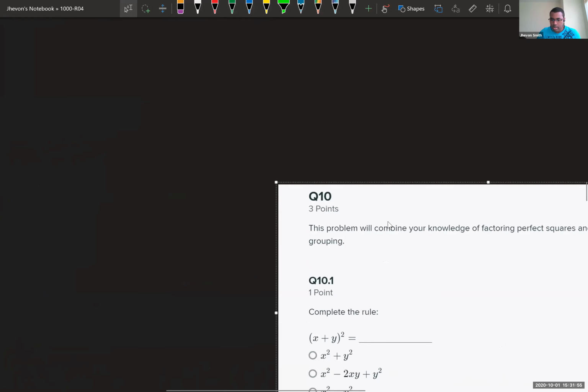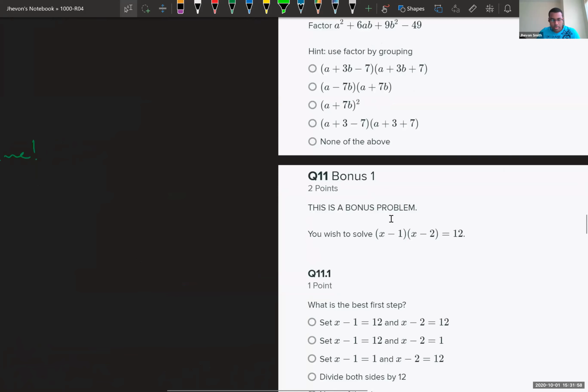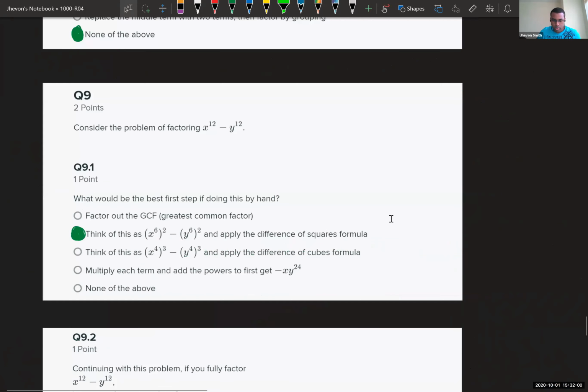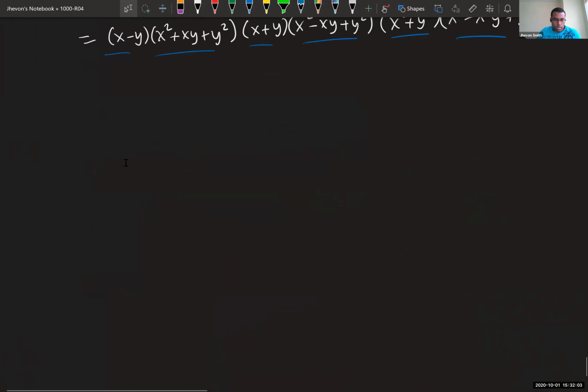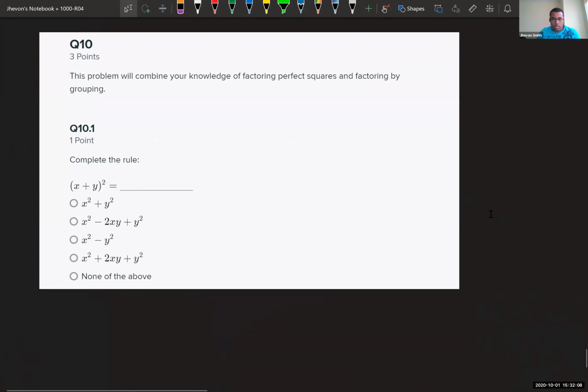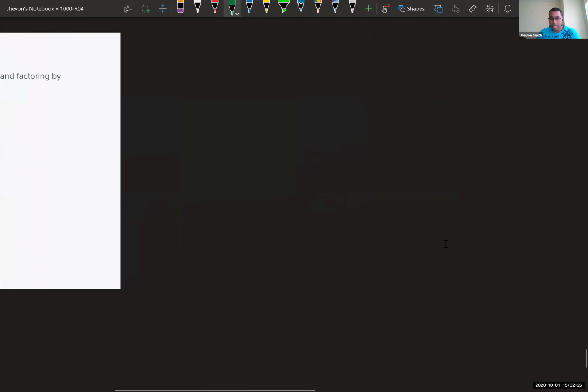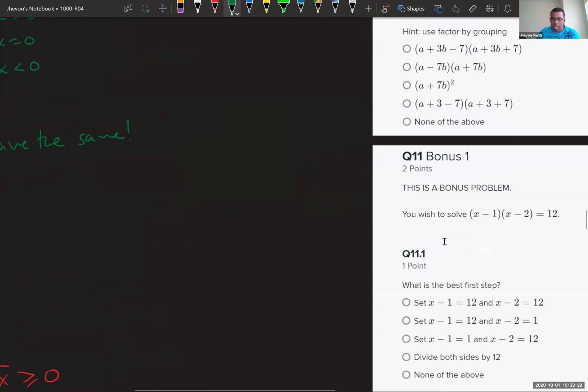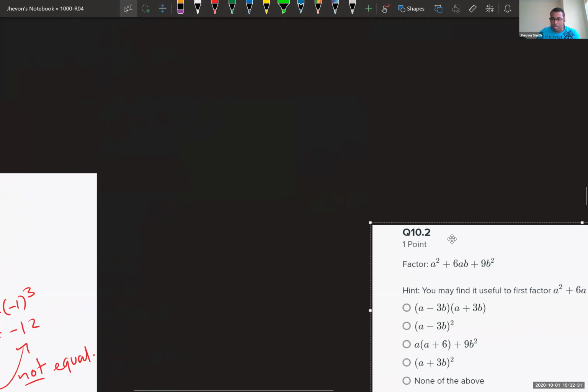Problem 10. So problem 10, I believe, had 3 parts. Okay, so this one, it's just something to know. I guess you could FOIL it out, but you should really just know this by heart. Perfect squares: x plus y all squared is x squared plus 2xy plus y squared. Okay, awesome.